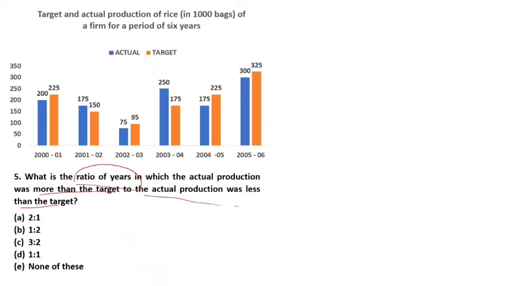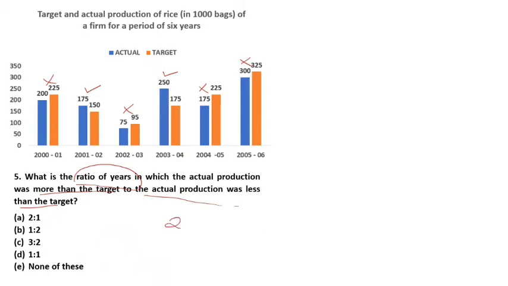Here the actual production is not more than the target. Here the actual production is more than the target. Here the actual production is not more than the target. Here the actual production is more than the target. Here no. Here also no. So in 2 years the actual production is more than the target. So we'll take that 2 here.